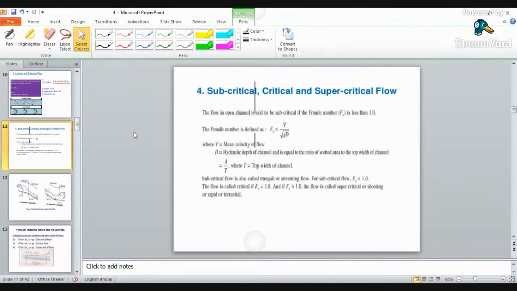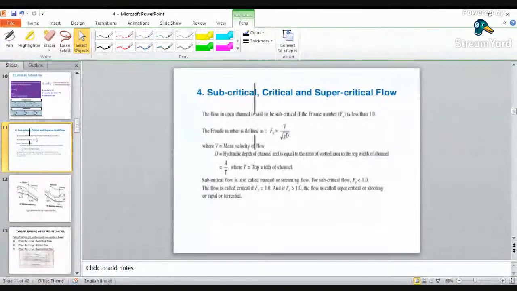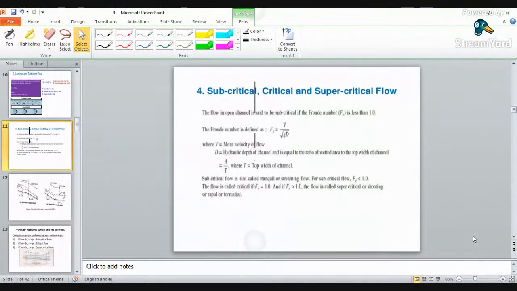So, Froude's number plays a very important role while designing any type of channel because it has the component of gravity. Okay, so whenever you are designing a channel, especially an open channel, your water should flow under gravity. So in that case, it is very essential to find out your Froude's number because Froude's number is the ratio of inertial force to gravitational force.